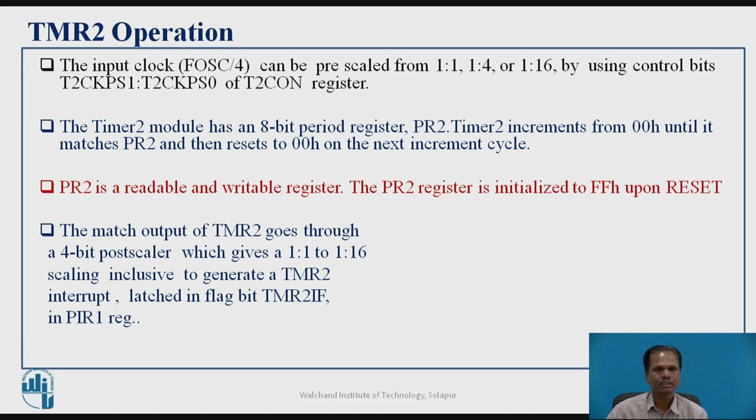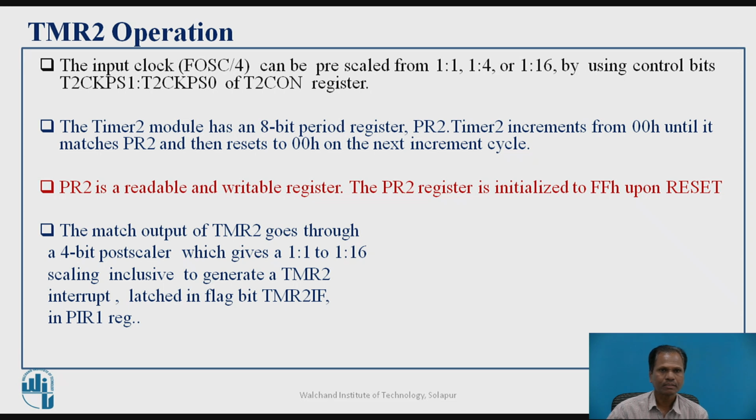Now let us think about timer 2 operation. The input clock signal, that is the internal clock signal, is derived from system clock, system oscillator. So it is basically the oscillator clock frequency divided by 4, at the frequency of machine cycle. The clock signal is provided to timer 2, which is prescaled 1:1, 1:4, or 1:16.